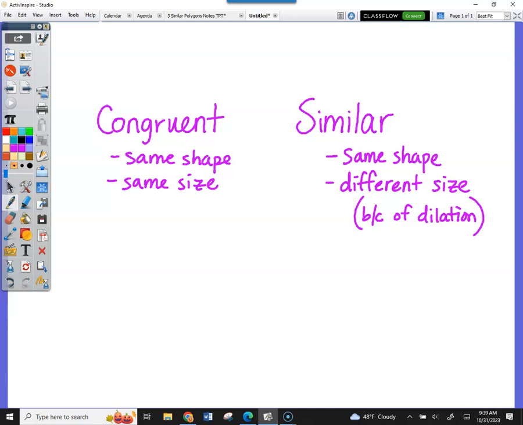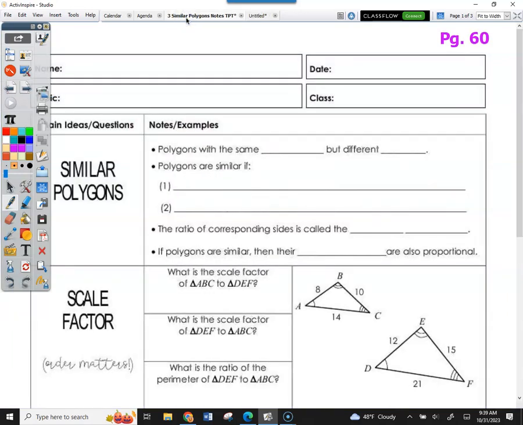Because of the dilation resulting in similar figures, there's some math behind this, which brings us to this paper, page 60. We're going to talk about just similar figures on this sheet, how to work with them, and you should be able to take a pair of similar figures and find the missing side lengths by setting up proportions. So let's look at the top that has some notes.